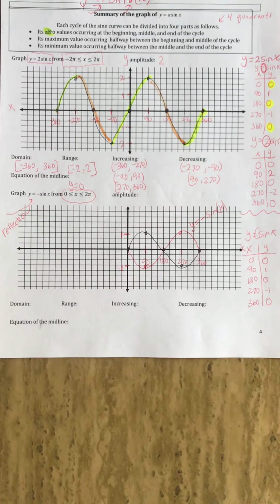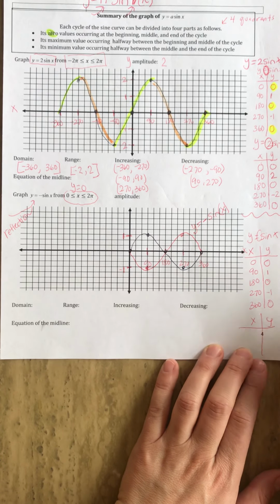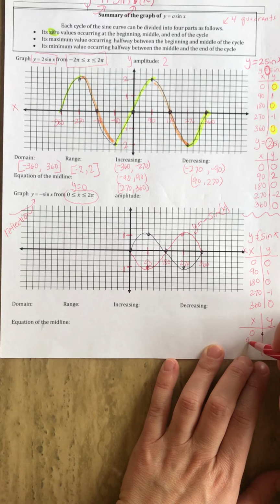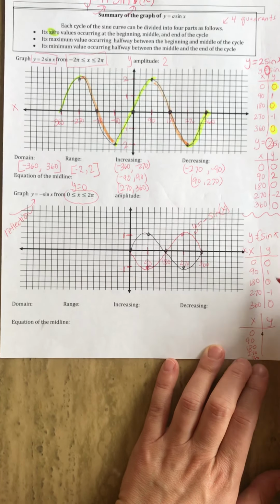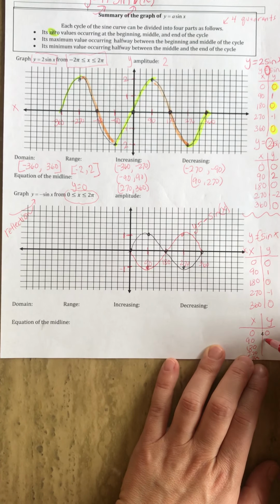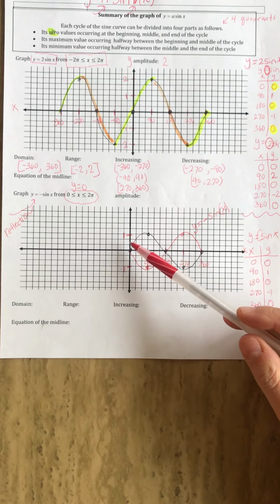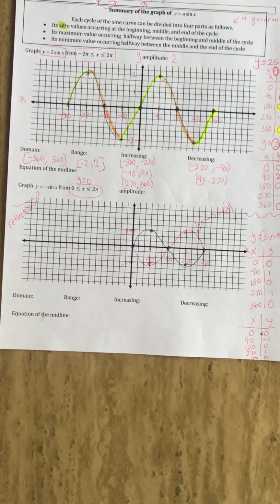So one thing I want you guys to notice is that when you do the reflection, you still have 0, 90, 180, 270, 360. You're still going to start at 0, but instead of going up to positive 1, you're going to go down to negative 1, back to 0, 1, 0. So that's the reflection there.